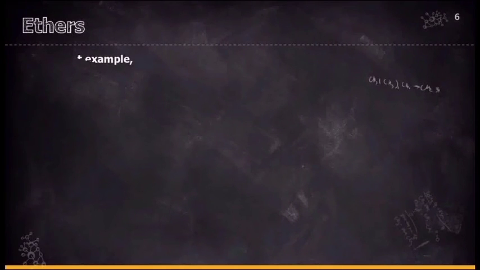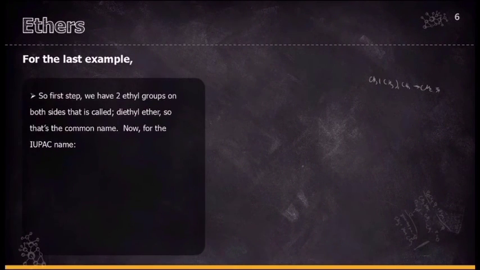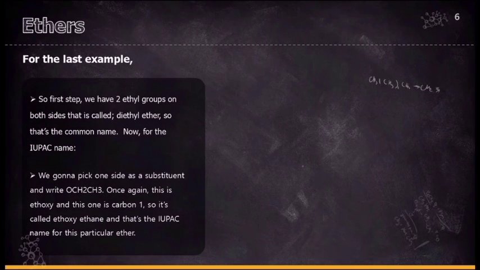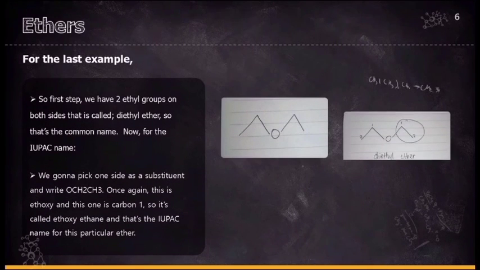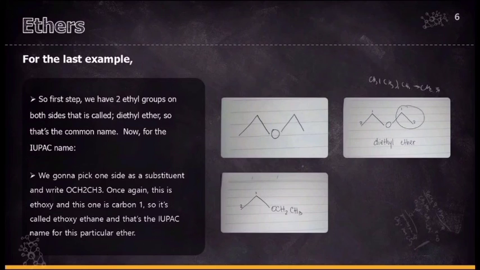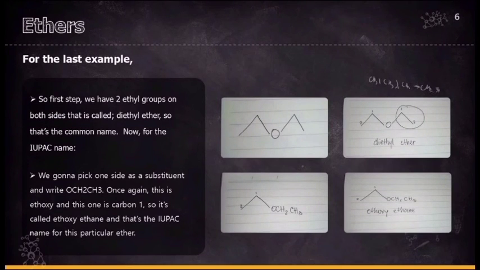One last example. So first step, we have 2 ethyl groups on both sides. So it is called diethyl ether. So that's the common name. Now, for the IUPAC name, we're gonna pick one side as a substituent. We're gonna write OCH2CH3. So once again, this is ethoxy and this one is carbon 1. So it's called ethoxyethane. So this is the IUPAC name.